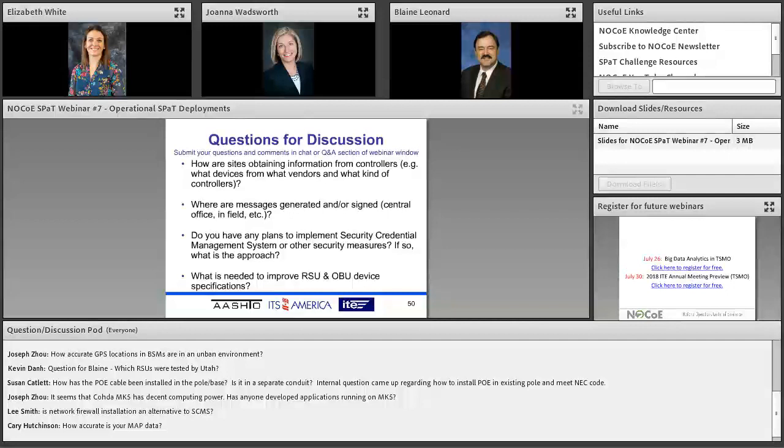Let's see. So the other question is, it seems that Coda MK5 has decent computing power. Has anybody developed any applications running on MK5?